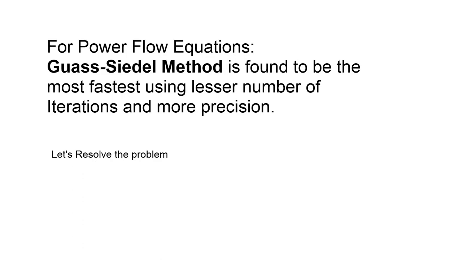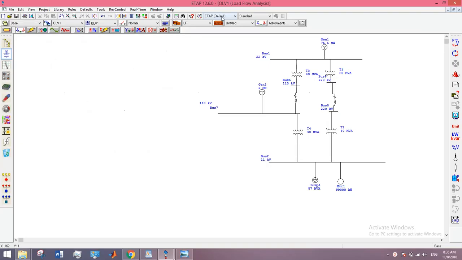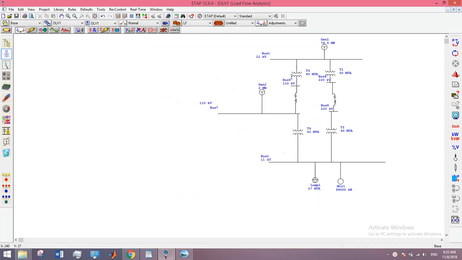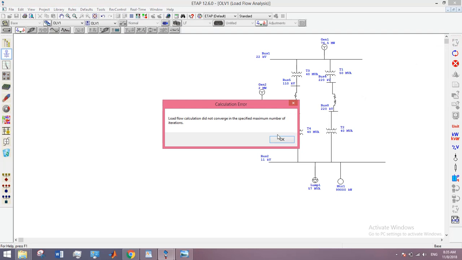Let's resolve the problem. So let's do it. You can select any of the algorithms, increase or decrease the number of iterations, or compromise the precision. Let's test by increasing the number of iterations. It didn't work.